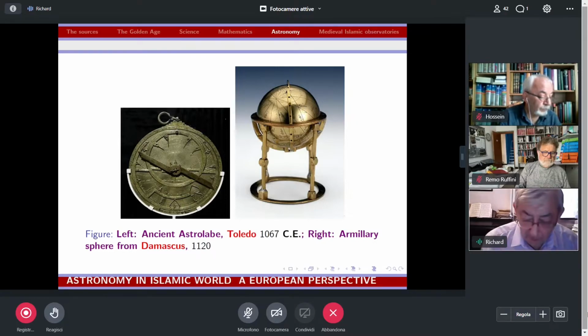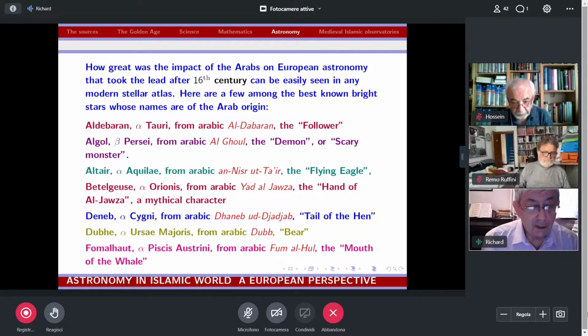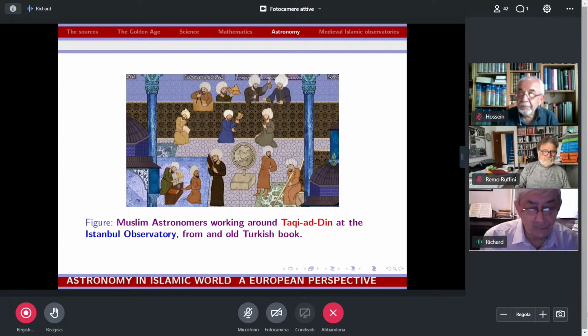And just to show how big was the influence of Arabic astronomy in Europe, the names of many of the most important stars are Arabic: Aldebaran, Algol, Altair, Betelgeuse, Deneb, and many, many others. This is just for fun. This is Islamic astronomers working. This is a picture from a Turkish book from the 15th century.